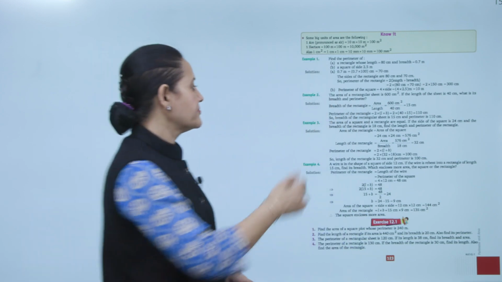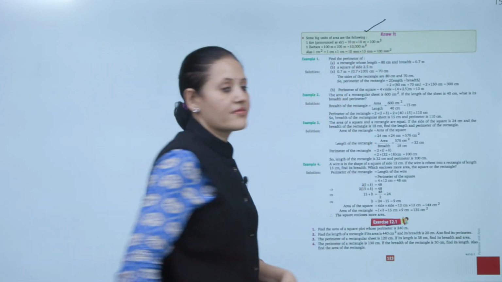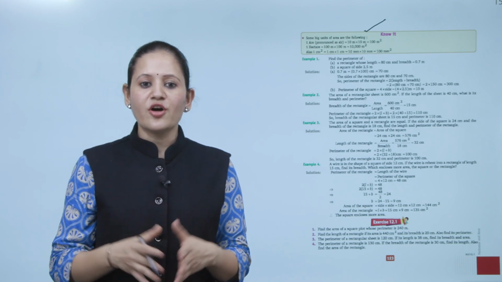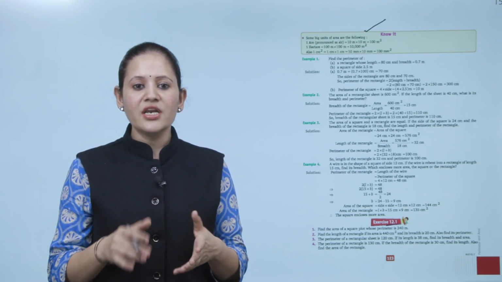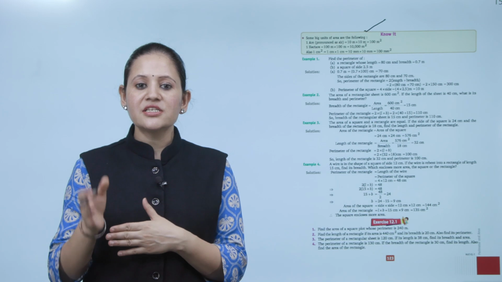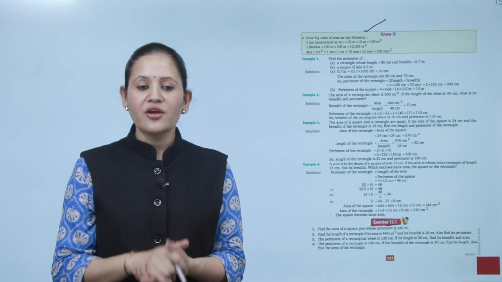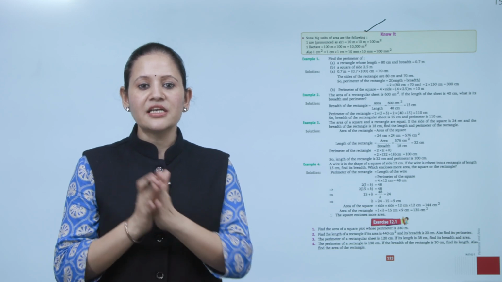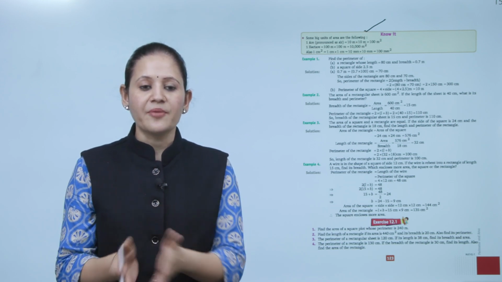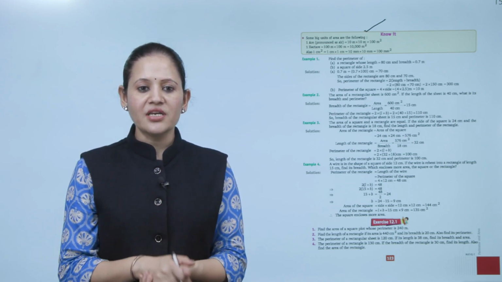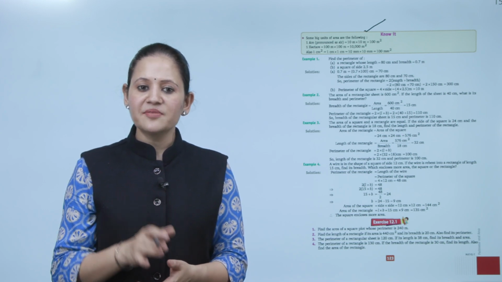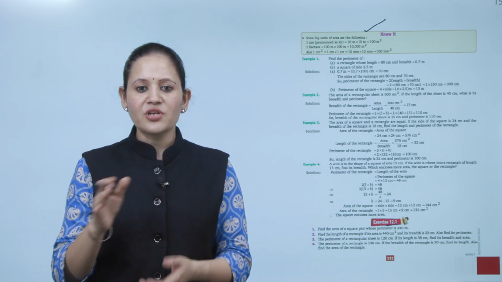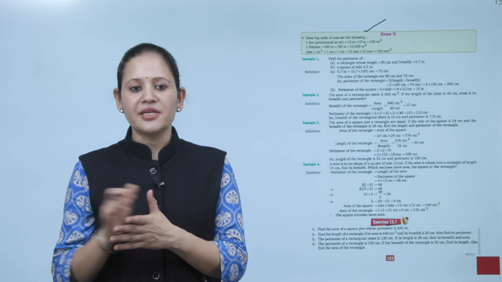Next, know it. Some big units of the area are following. 1 are equals 10 meter into 10 meter, that is 100 meter square. 1 hectare equals 100 meter into 100 meter, that is 10,000 meter square. Also 1 centimeter square equals 1 centimeter into 1 centimeter, that is 10 millimeter into 10 millimeter, that is equal to 100 millimeter square.